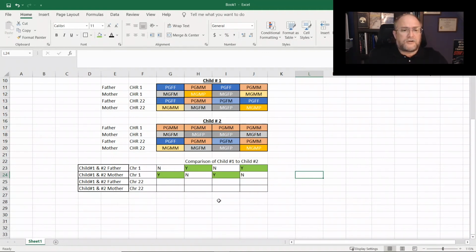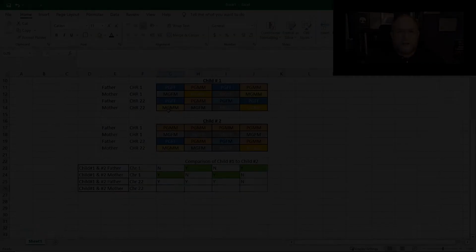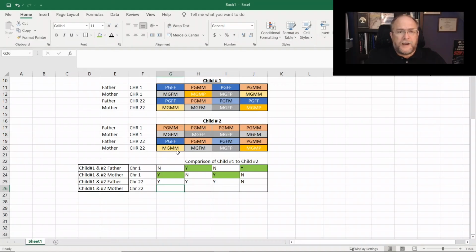So now let's look at chromosome number 22. And what does this do? Here's the father and the father. So that's a yes. That's a match here and a match here all the way across. So that's a yes, yes, yes, yes. So now let's color in green.